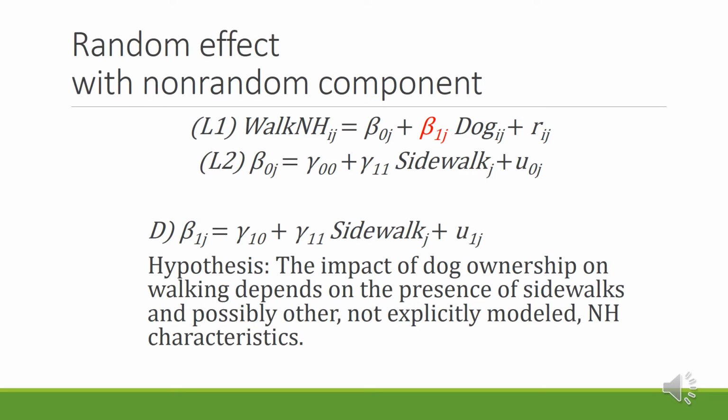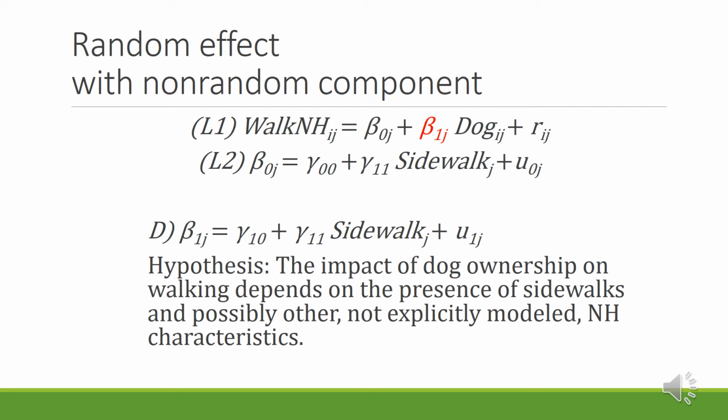So here we have the fourth and last situation, and this is the situation where we have a random effect with a non-random component. So again, we're looking at beta 1j. How are we going to model beta 1j, which is the impact of dog ownership on walking in the neighborhood?